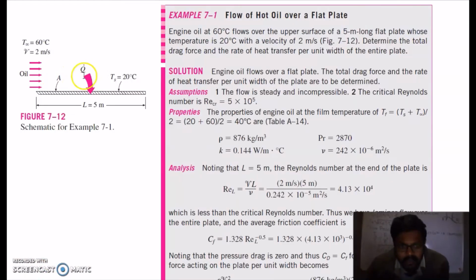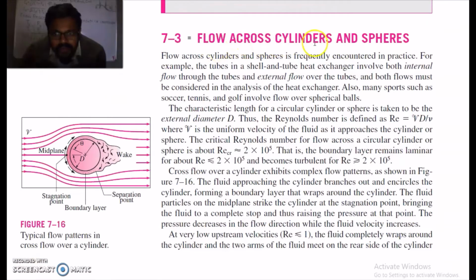Heat transfer is always from high temperature to low temperature, so in this case from the oil to the flat plate. Flow across cylinders and spheres. Flow across a cylinder and a sphere is frequently encountered in practice. For example, the tubes in a shell and tube heat exchanger involve both internal flow through the tubes and external flow over the tubes, and both flows must be considered in the analysis of the heat exchanger. Also, many sports such as soccer, tennis and golf involve flow over spherical bodies.